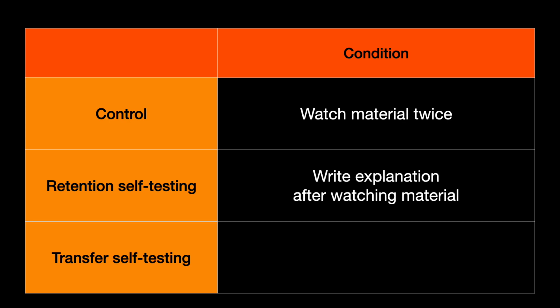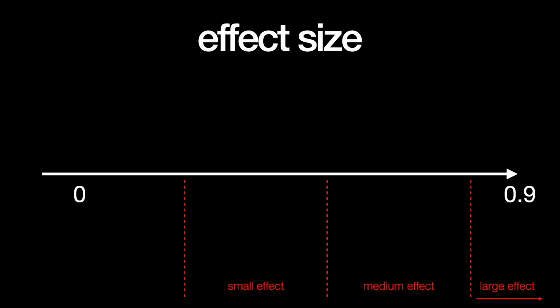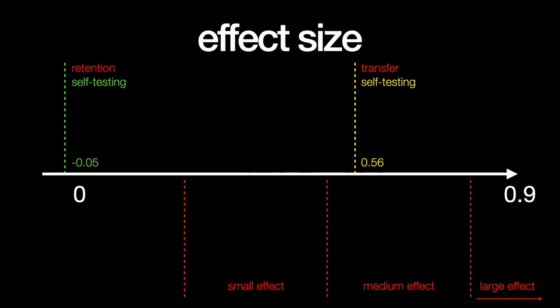Self-testing is when students are asked to test themselves on the learning material right after seeing it. Johnson and Mayer compared 3 groups. The control group watched the learning material twice. Another group had to write an explanation after watching the material, and the other had to answer 2 transfer questions after watching the material. Their study showed that students who answered transfer questions did better in a delayed transfer test that involved new questions. They also showed that asking students to answer only retention questions, that is, questions that only test what they remembered, did not help them do better than the control group in transfer tests.